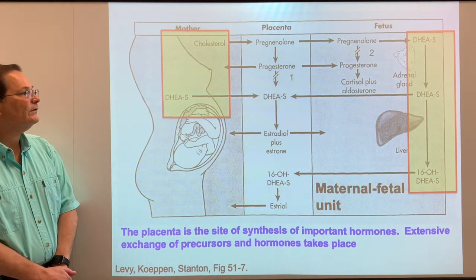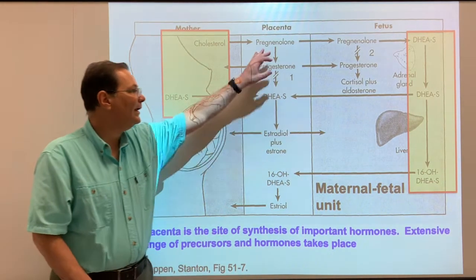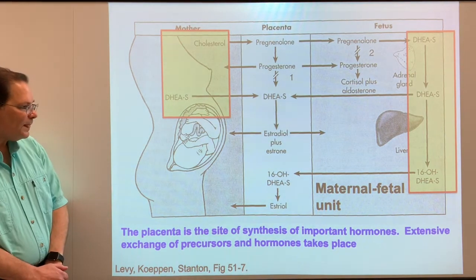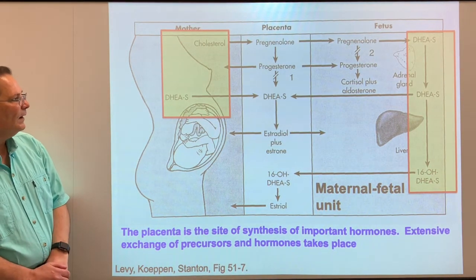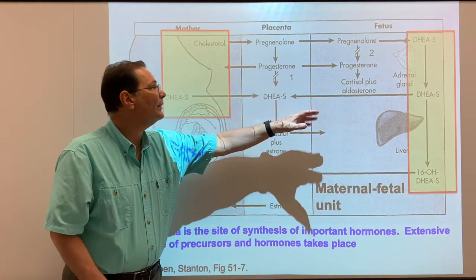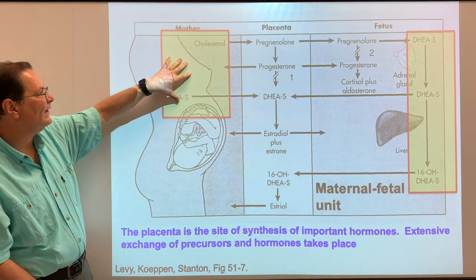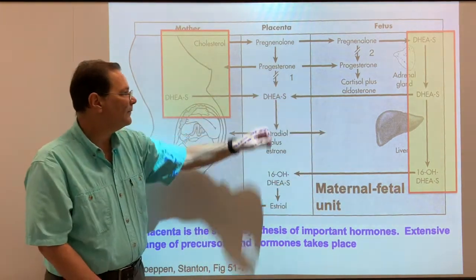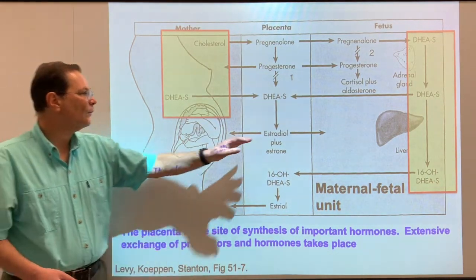You should also recognize that there's a lot of cooperation that takes place in terms of allowing the placenta to secrete hormones. It is an endocrine organ. We have a lot of exchange of material between the mother and the fetus. We have cholesterol and androgens feeding in from the mother to the placenta. We have androgens feeding in from the fetus to the placenta, and these are precursors for these hormones.